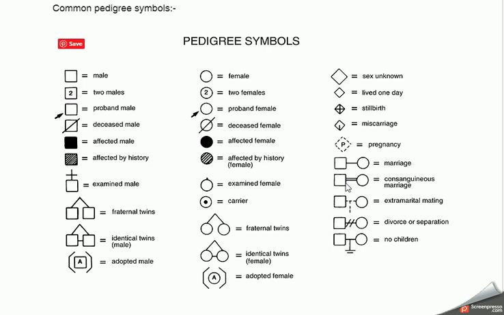Marriage is two lines: one line is marriage, and the second line means they already have some link, so consanguinity is denoted by the two lines. Extramarital affairs, divorce, you got it. No children is denoted with two dots like this.